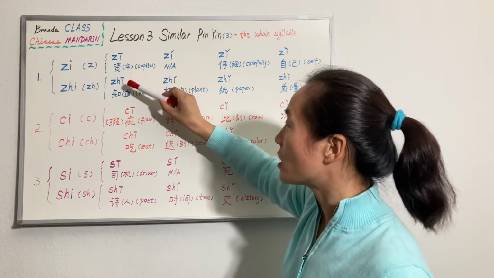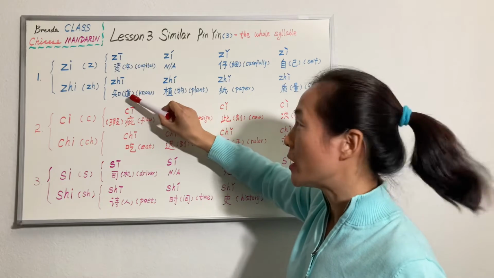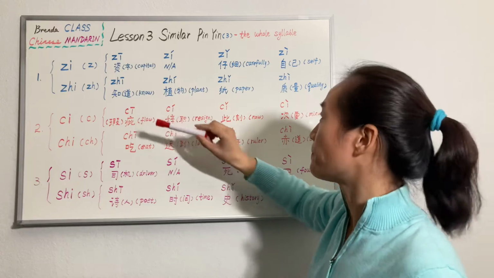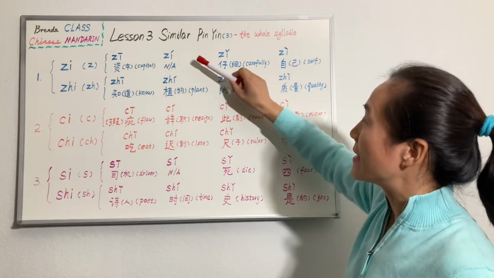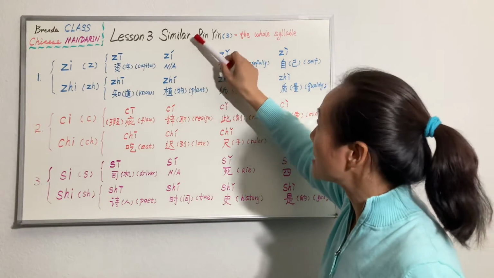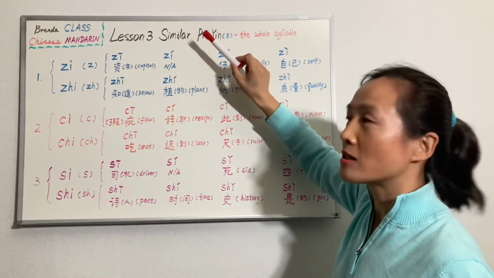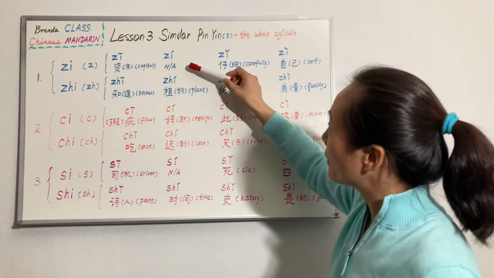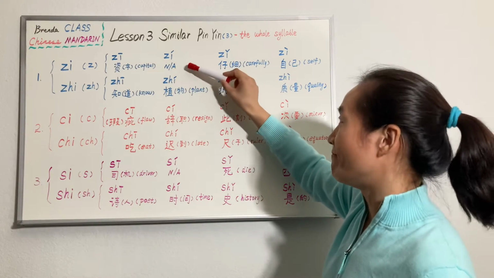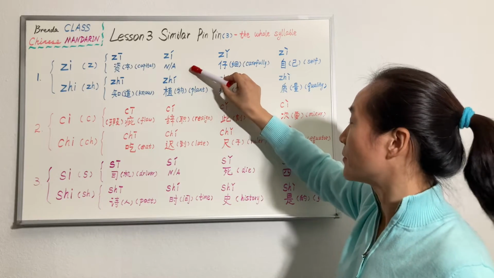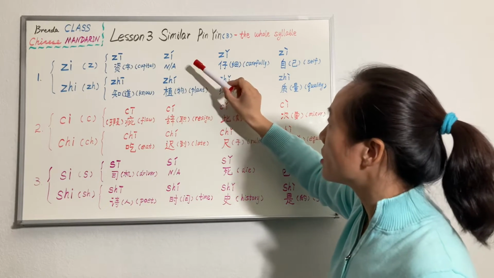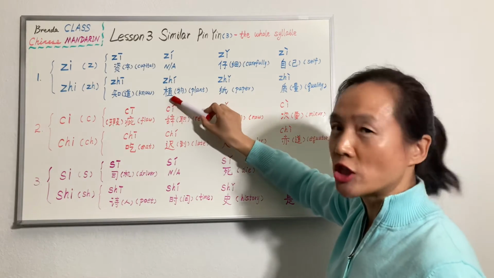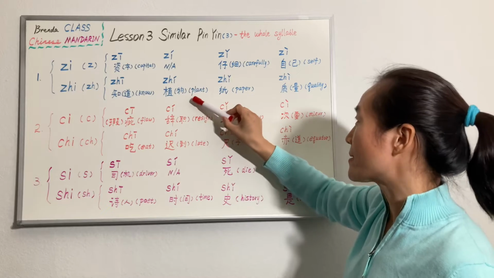Zhi dao, zhi dao means to know. Second tone. Zi, zi, zhi, zhi. However, there is no such Chinese character. Okay. Zhi wu, zhi wu means plant.